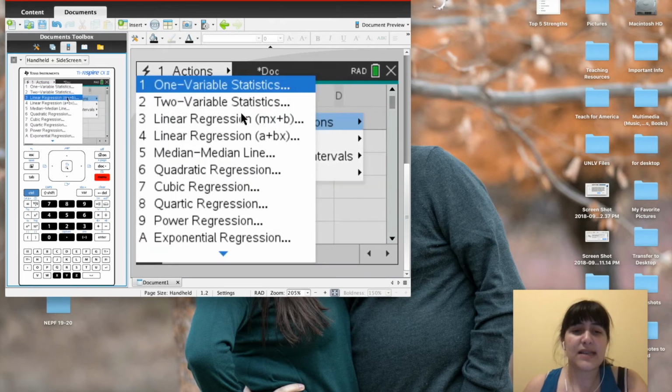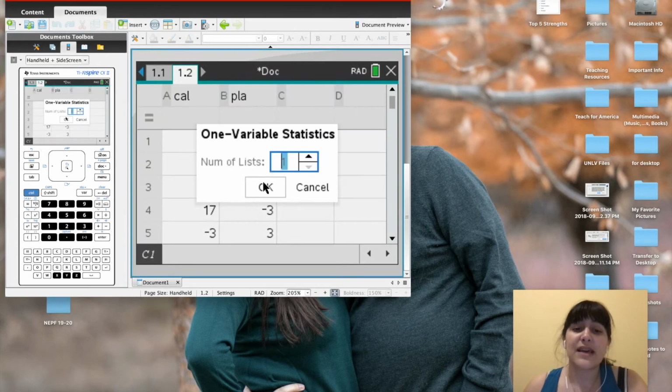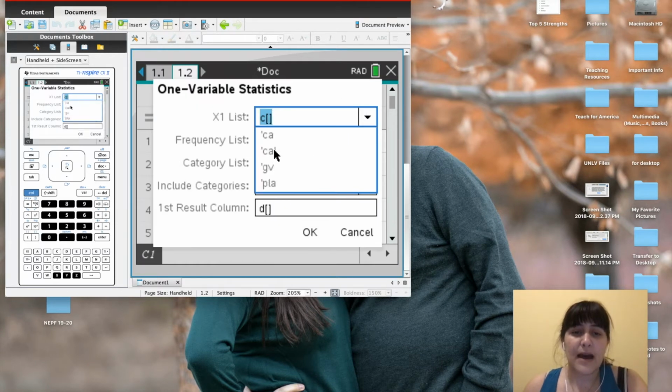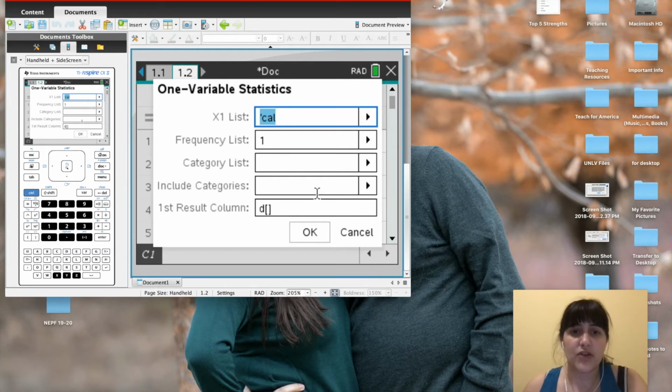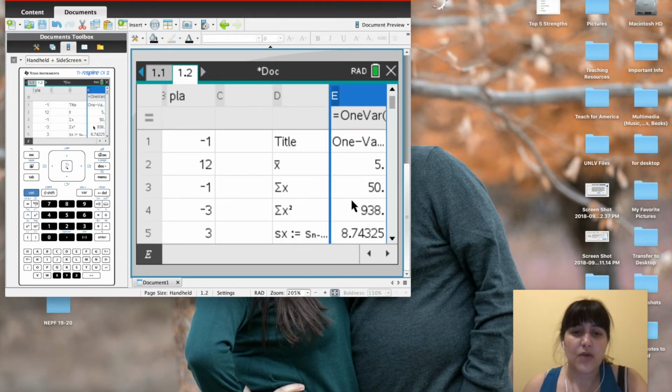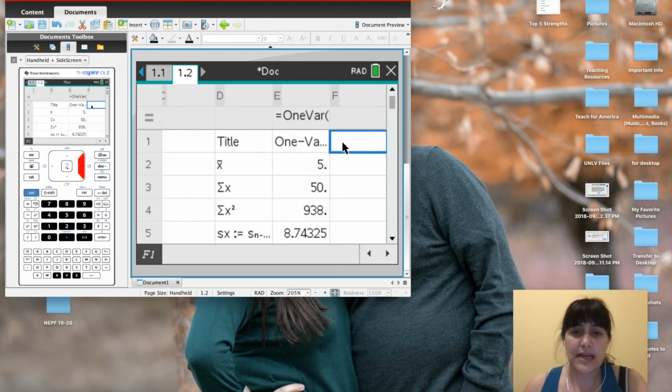So statistics, stat calculations, 1 variable statistics, number of lists. I'm going to say 1. And then I'm going to do this on each one individually. So this is calcium, CAL. So there's my values for calcium. Remember, I want X bar and SX. That's all I need. I don't need anything else.